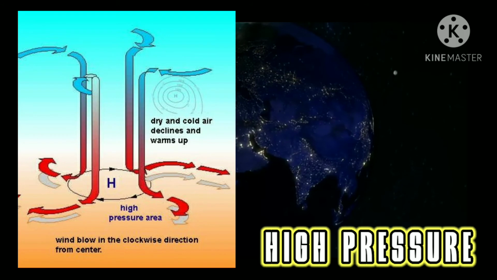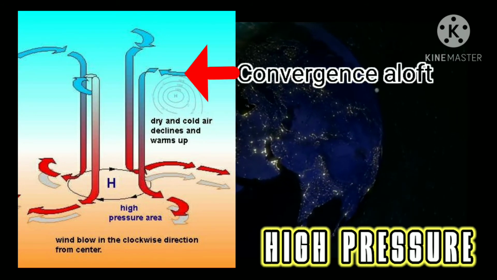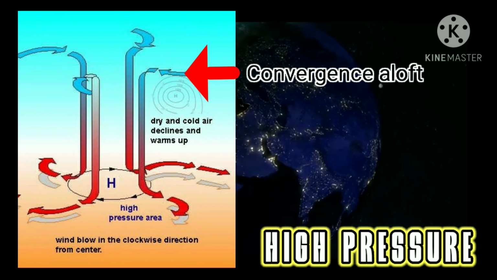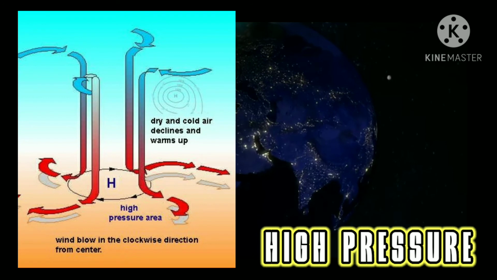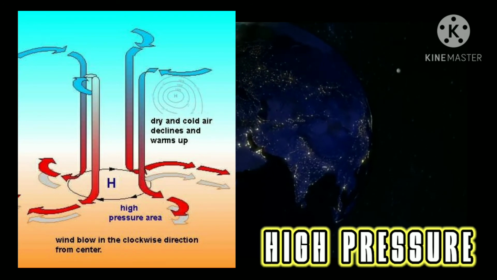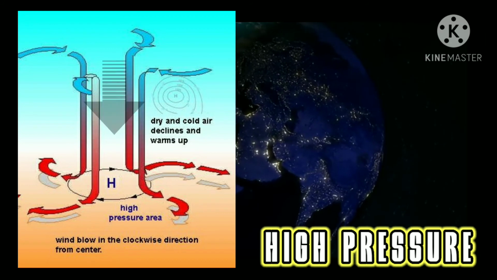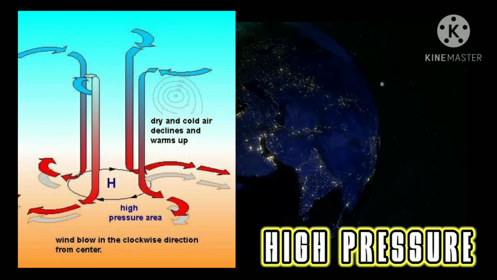As you can see in the illustration, there's pretty much a convergence zone aloft happening here. You can see the winds are coming together. The blue arrows are showing the directions of the winds. When the winds are coming together, there's nowhere else to go but down. So it sinks and spreads air clockwise, it subsides.